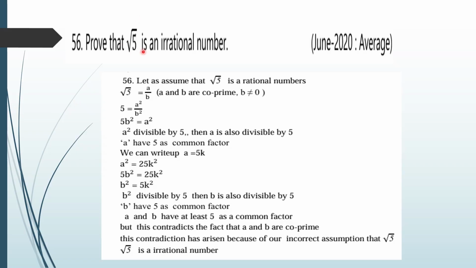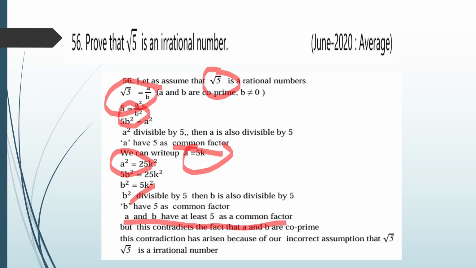Prove that root 5 is an irrational number. Again, the same method only you have to use. Only the number is different, but the method is same. Assume root 5 is a rational number. Root 5 is equal to a by b. Then the square root should be removed. Then take 5b square is equal to a square. Then take common factor a is equal to 5k. Then by squaring both sides, you can write b square is equal to 5k square. Therefore, it is divisible by 5. Then a and b have a common factor. Therefore, our assumption is wrong. Therefore, root 5 is an irrational number.